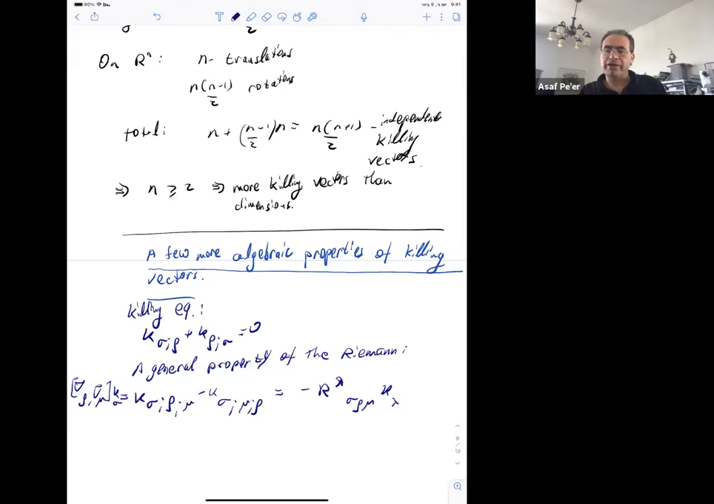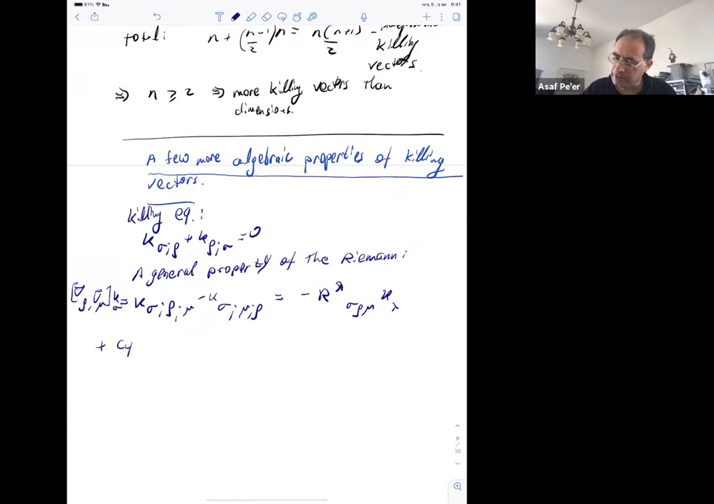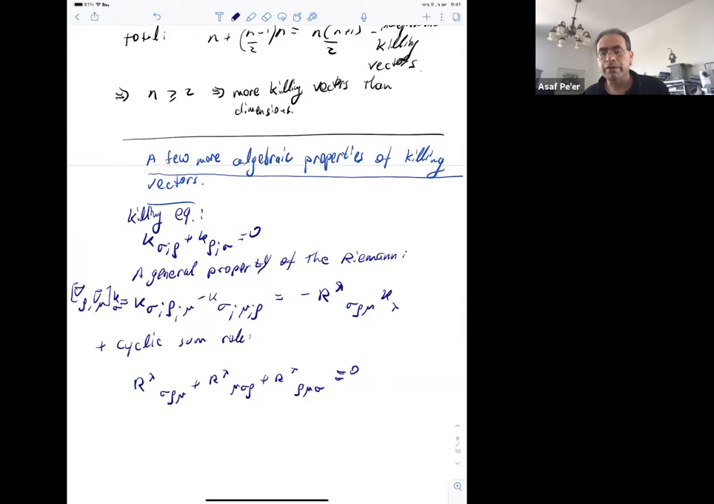Right? That's true for any vector. So specifically, this is also true for a Killing vector. And we also had the cyclic sum rule for the curvature tensor. So plus cyclic sum rule. Namely, R lambda sigma rho mu plus R lambda mu sigma rho plus R lambda rho mu sigma is equal to 0. We had that as well. So again, these are properties which we derive with the curvature.